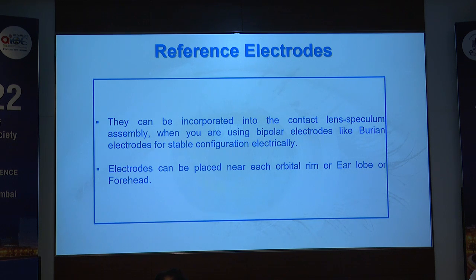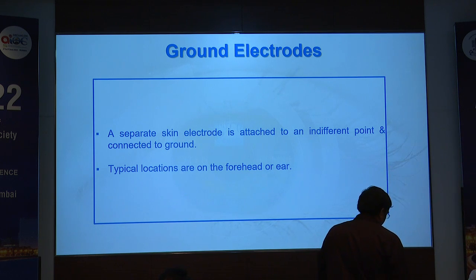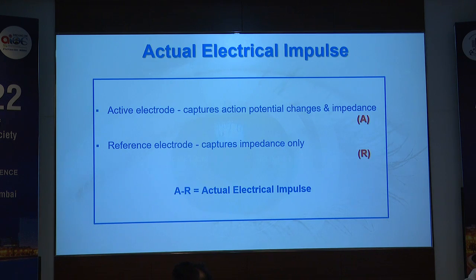Now, these electrodes are placed near the orbital rim or the earlobe or near the forehead. The third type of electrodes are the ground electrodes, where we have got a separate skin electrode which is attached to an indifferent point and connected to the ground. Typical locations are the forehead or ear. Now, what is an actual electrical impulse? Remember, the active electrode captures the action potential and the impedance, whereas the reference electrode captures only the impedance. So if we subtract that, we get an actual electrical impulse. This is actually done by the amplifier or a signal averager.